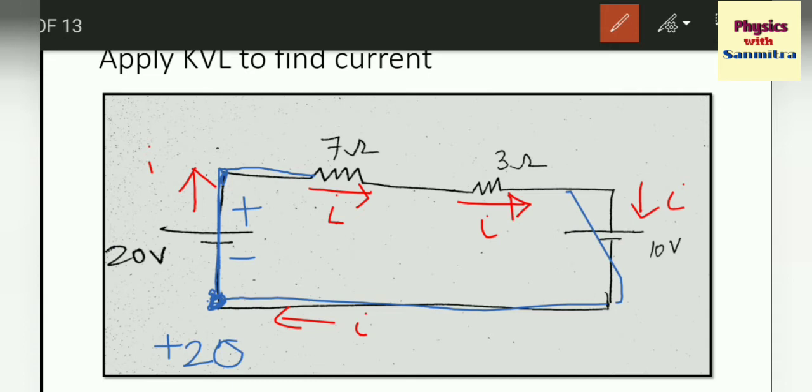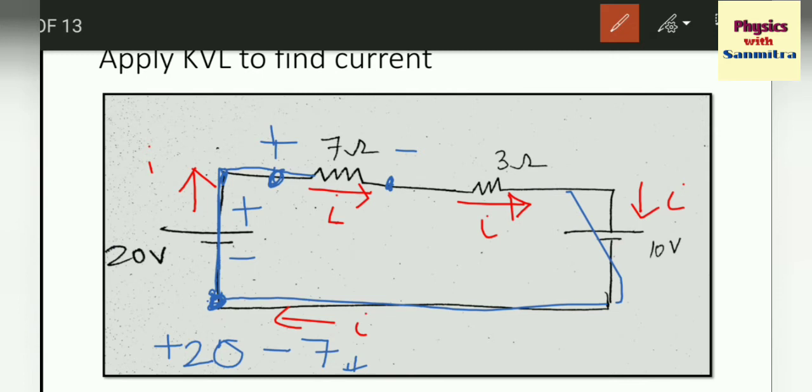Then just see, current is flowing from left to right. So definitely this will be at a higher potential than my adjoining point, that is across the resistor. So it will be a drop. See, the river is flowing from left to right and I am going along the river. So definitely I will be losing height, because the river flows from high to low surface, so it will be minus 7 into I.